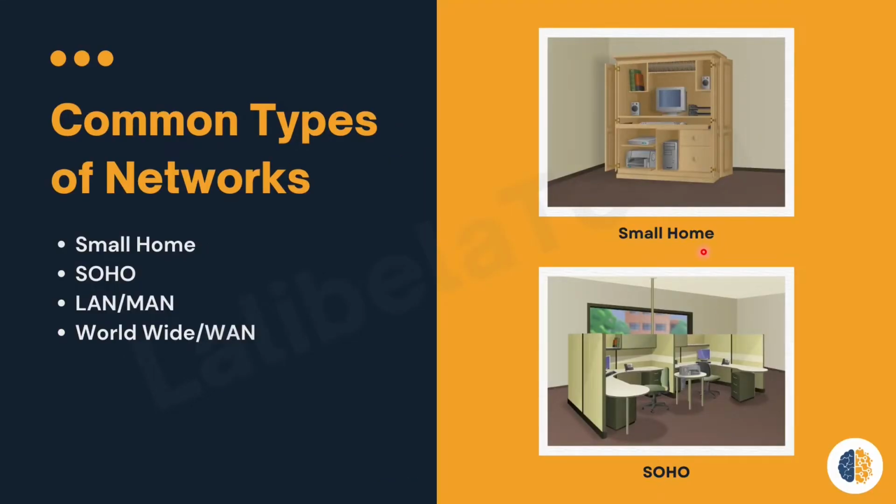Small home. A simple home network lets you share resources such as printers, documents, pictures, and music among local end devices. The next one is a SOHO, a small office and home office network, which allows people to work from home or a remote office. Many self-employed workers use this type of network to advertise and sell products, order supplies, and communicate with customers.